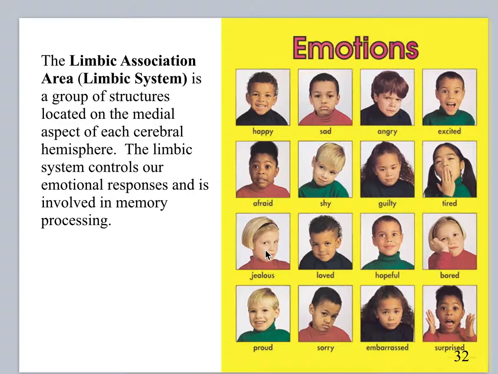The limbic association area is a large area of the brain that involves many different structures, mainly on the medial aspect of the cerebral hemisphere. The limbic system controls our emotional responses and is involved in memory processing. Memory is often tied into emotion. Something that makes an emotional impact is more likely to be something that you remember.